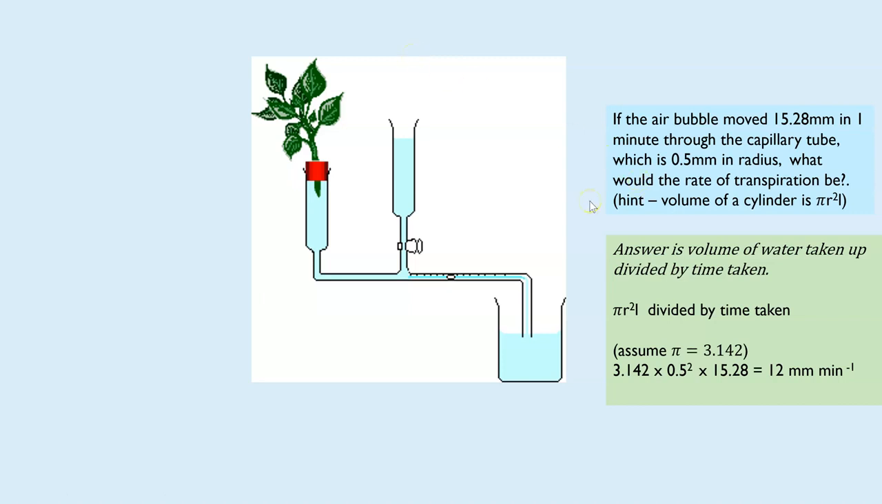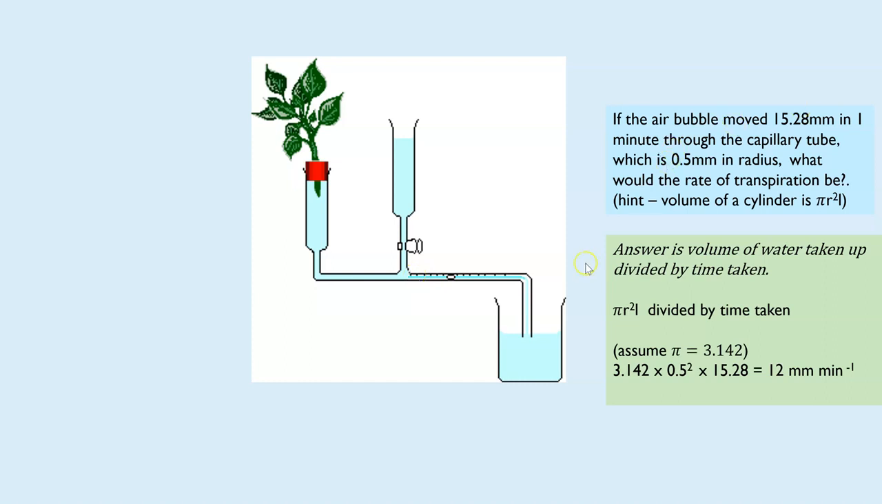So the common maths question is to work out the volume of water taken up to represent transpiration. To work that out, because it's a rate, you need to know the volume of water that has been taken up by the plant, and that would be divided by the time it took for that quantity of water to be taken up. So here are the figures that we're given in this example. The air bubble has moved 15.28 millimetres in 1 minute. So they left it for 1 minute and that air bubble has moved 15.28 millimetres along that scale.